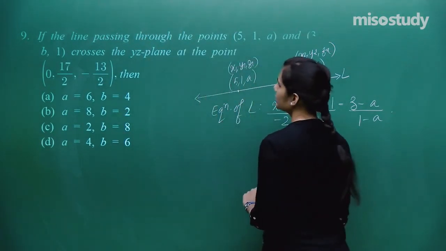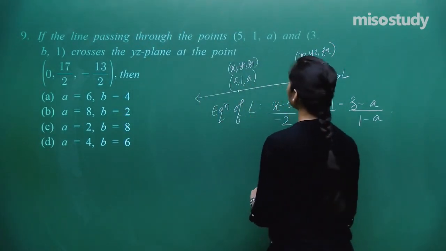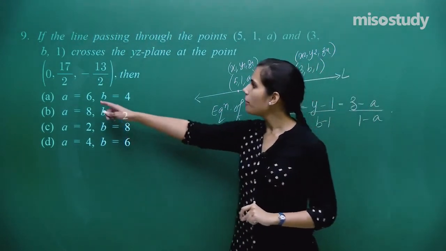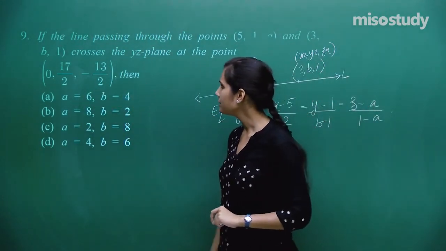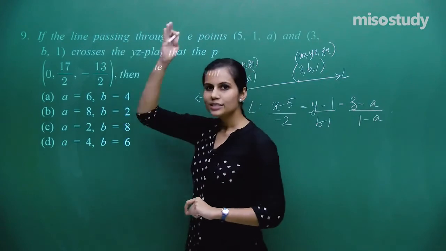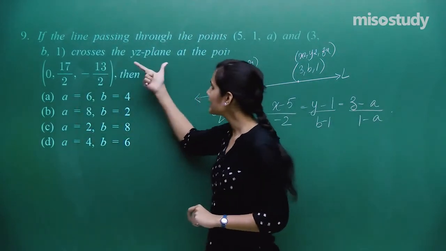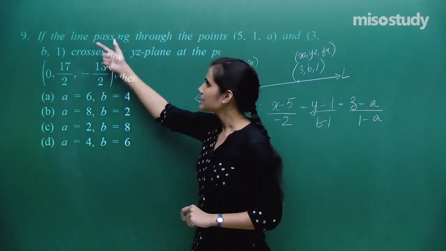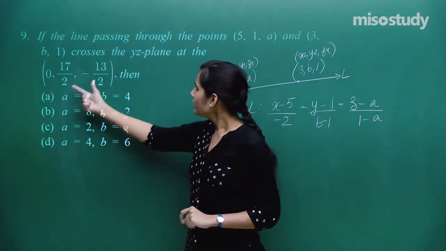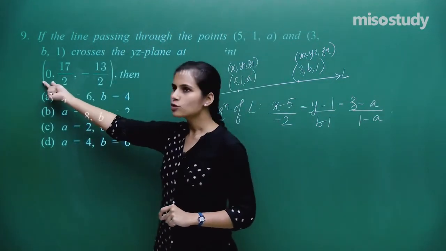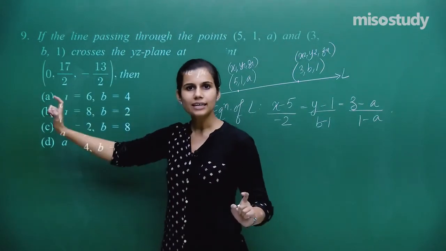Now it says it crosses the yz plane at the point (0, 17/2, -13/2). Obviously, if the line is crossing the yz plane at this point, that means this point is lying in the yz plane and this point is lying on the line. If this point is lying on the yz plane, clearly its x coordinate has to be 0. So, it is a valid thing.